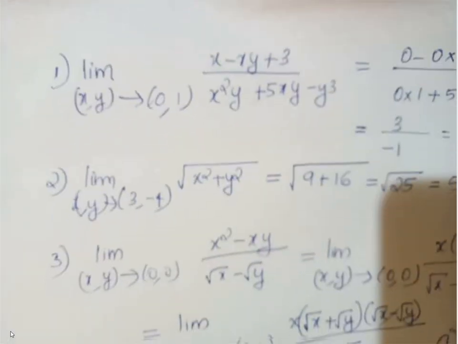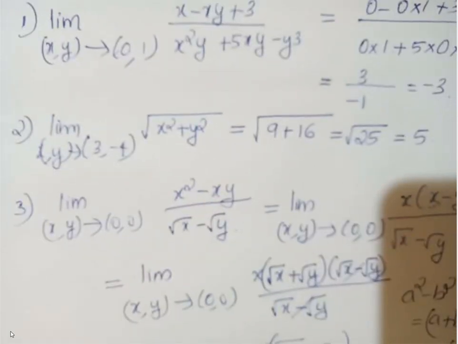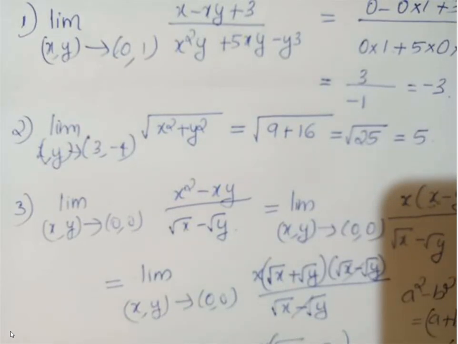Limit (x, y) tends to (3, minus 4) of root of x square plus y square, which is equal to root of 9 plus 16, with x tends to 3 and y tends to minus 4. That's equal to root 25, which is equal to 5, right?